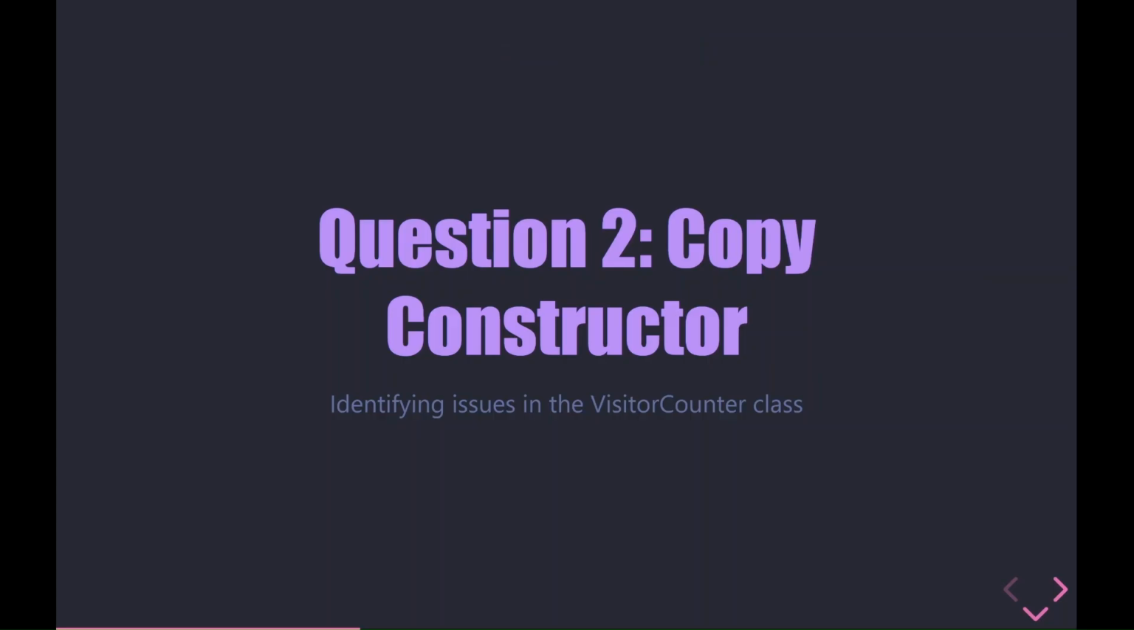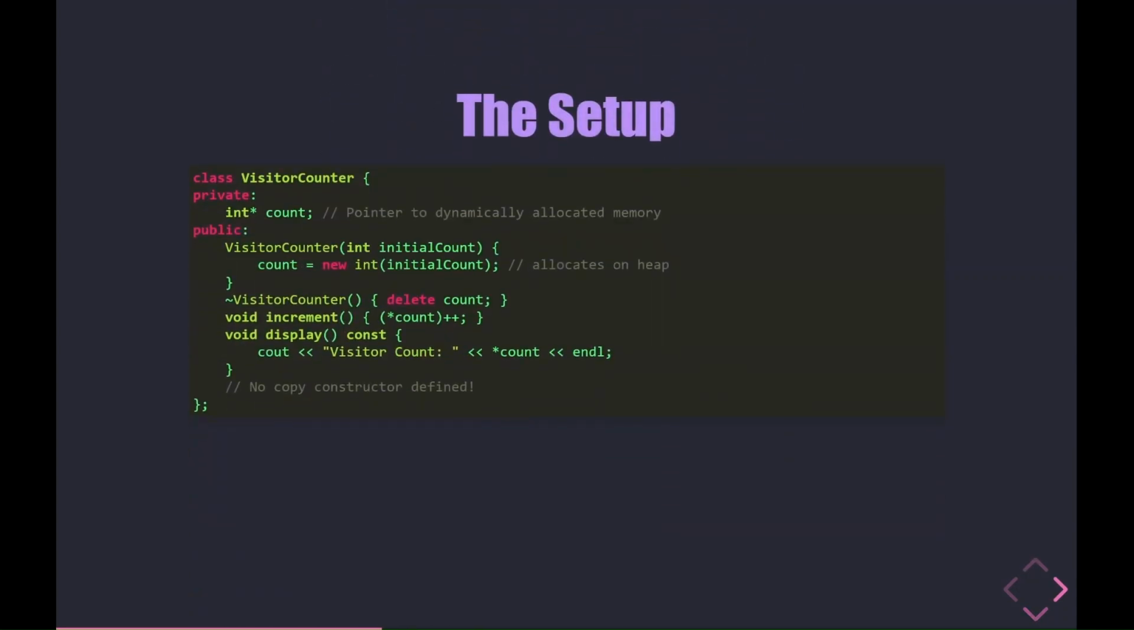Next, let's see question 2, which is the copy constructor. In this question, the code is given to us, but it has a bug. The code defines a visitor counter, which counts how many visitors are on the website, and it defines a count, which is a pointer that points to some value. At first, when the visitor counter is constructed, it will create a new integer and let count point to it. And when the visitor counter is deleted, it will delete this value, and there are increment and display functions.